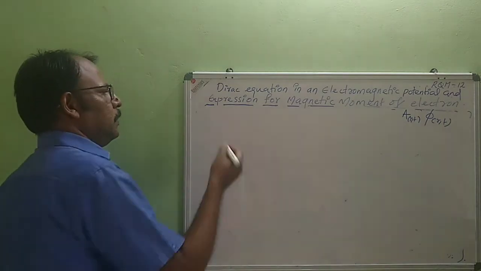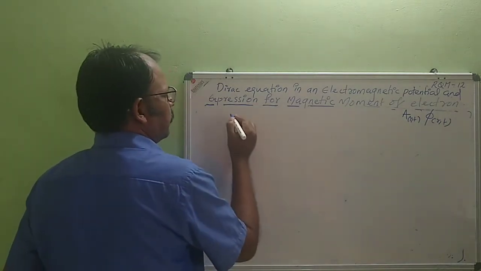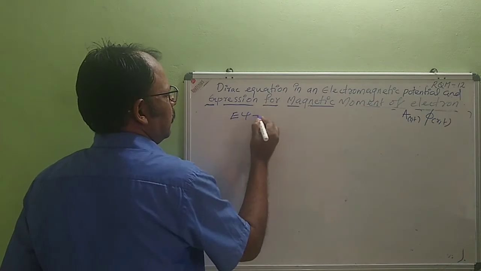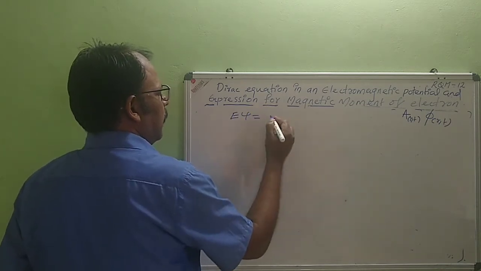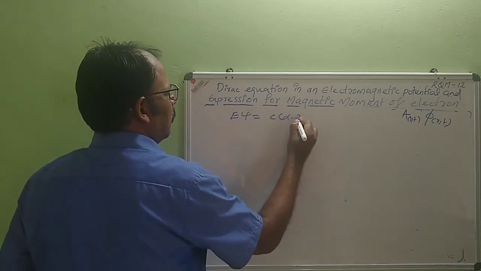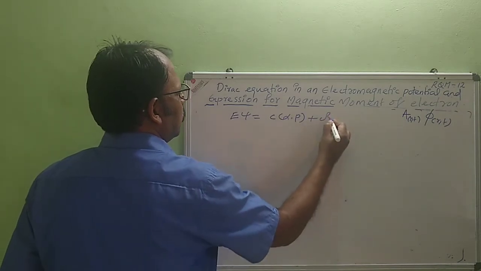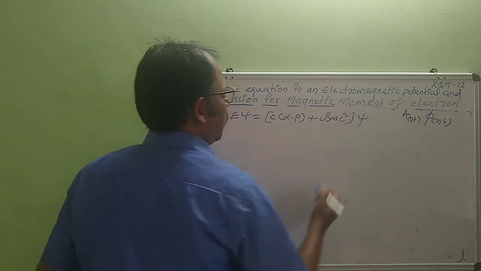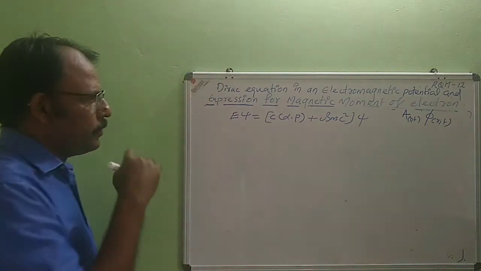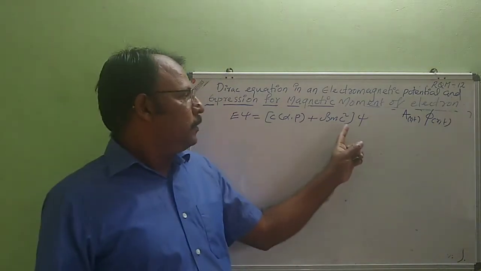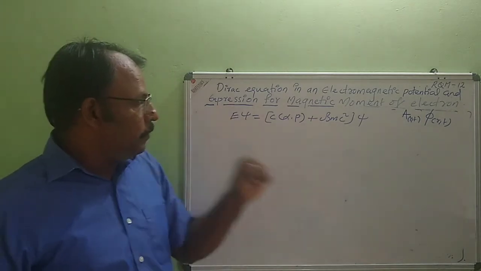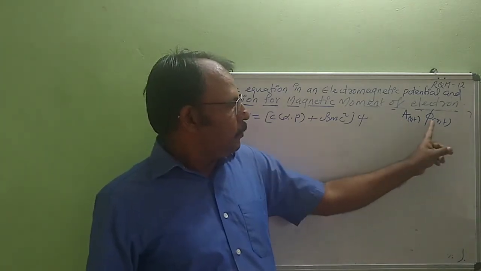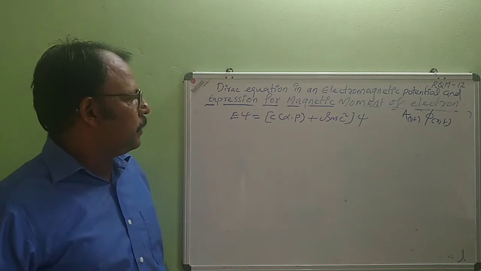We know the Dirac relativistic wave equation as E psi equal to the Dirac Hamiltonian, which for a free particle is c alpha dot P plus beta m c square, acting on psi. If there is a potential, then we should include the potential term. In an electromagnetic potential, A is the vector potential and phi is the scalar potential.